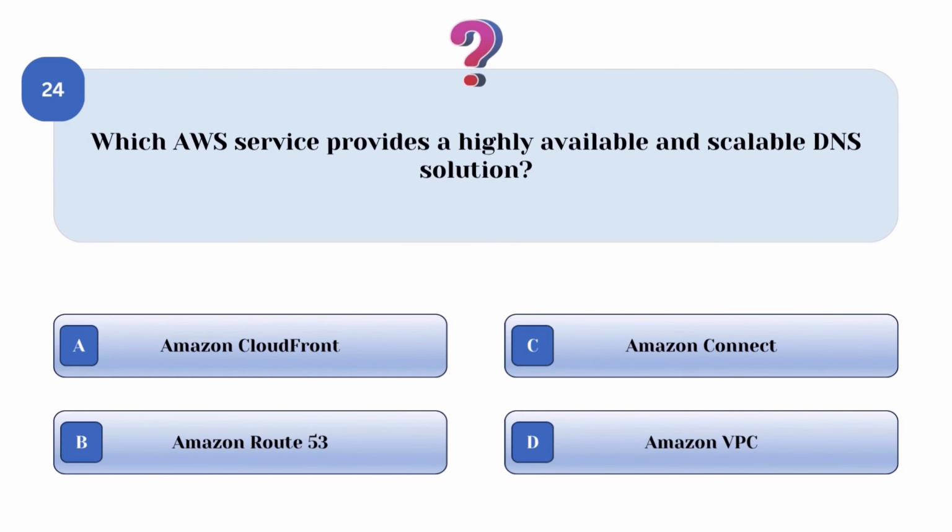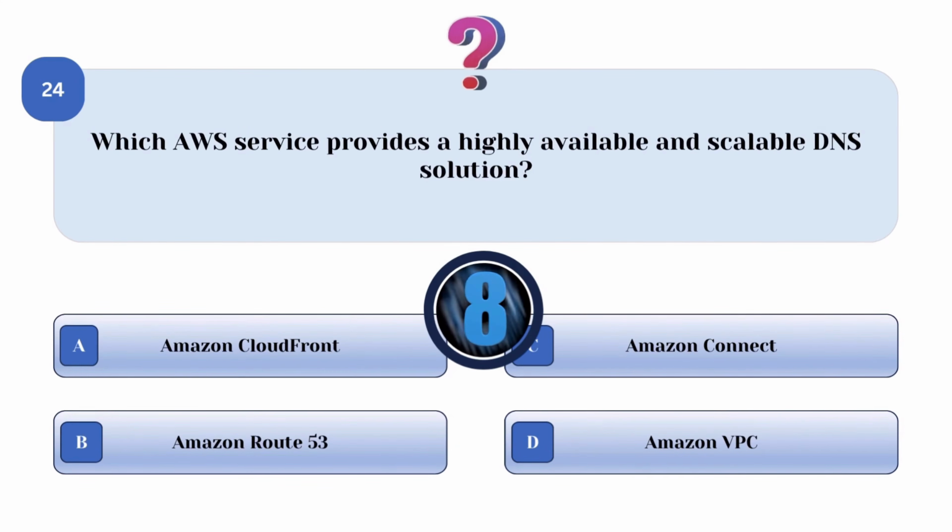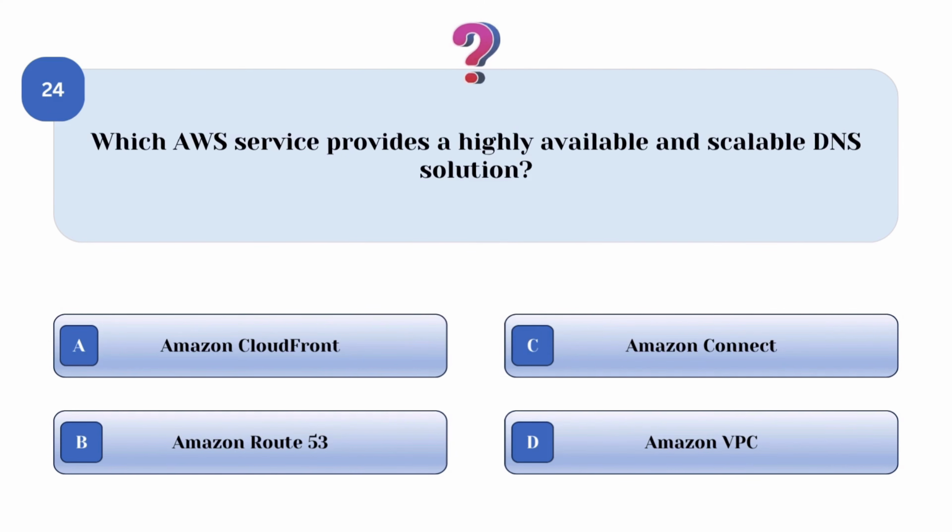Which AWS service provides a highly available and scalable DNS solution? Correct answer: Amazon Route 53. Explanation: Route 53 is AWS's scalable and highly available Domain Name System web service. Why others are incorrect? CloudFront: CDN for caching content, not DNS. Amazon Connect: cloud contact center, not related to DNS. VPC: virtual network, doesn't manage domain names.